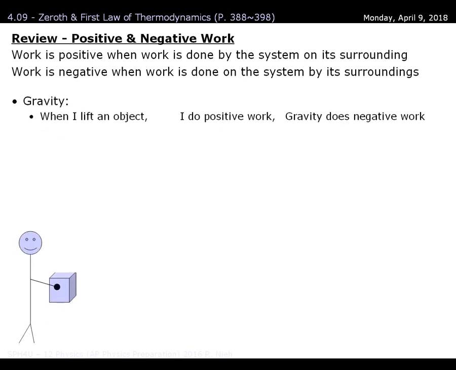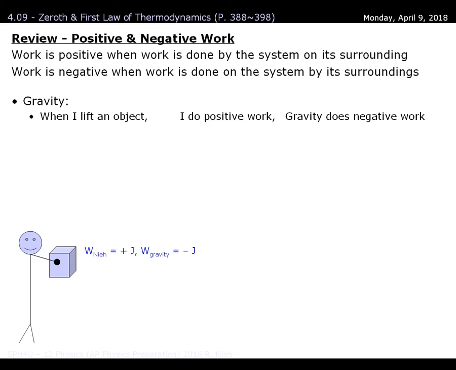When I lift an object, I'm performing positive work. And the reason is because work is equal to force times distance. I'm applying a force upwards and it's moving upwards. Gravity, on the other hand, is performing negative work, because as the object is moving upwards, gravity is trying to fight by pulling it down. And because both of those are in opposing directions, that's why the work due to gravity is negative.